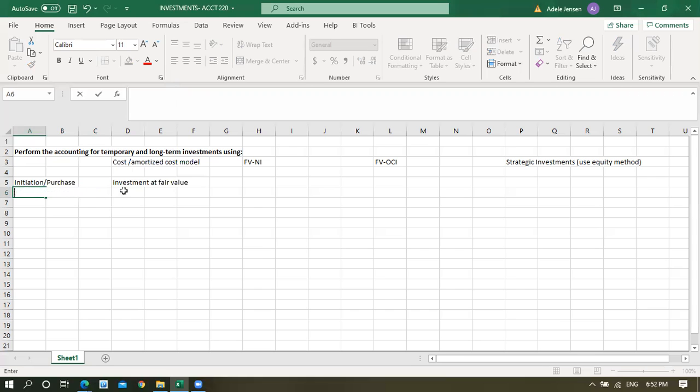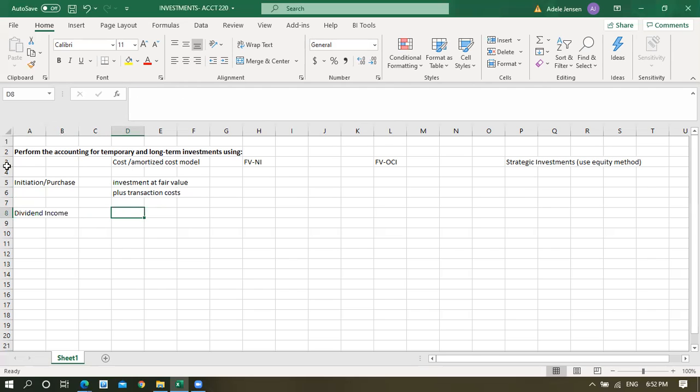Plus transaction costs. So if there's any cost to purchase that transaction, any kind of brokerage fees at all, then that would actually be added to the cost of that purchase at initiation. And you will notice that this is different than the other models that we'll get to later on. So dividend income, let's look at that next.